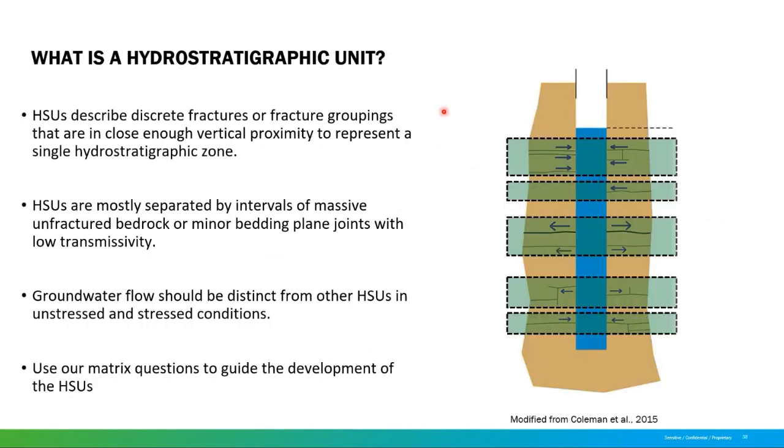So hydrostratigraphic units, or HSUs, because it's less of a tongue twister, are basically single fractures or groupings of fractures in close enough vertical proximity that they represent that one unit, one zone. They're usually separated by either unfractured rock or rock that has minor bedding plane joints with low transmissivity, so it's not affecting the hydraulics within the site. And groundwater flow within each of these HSUs should be distinct from the other ones. And we're going to walk through a little bit here about how to use our matrix guide and the questions within it to help us develop our hydrostratigraphic units, our HSUs.